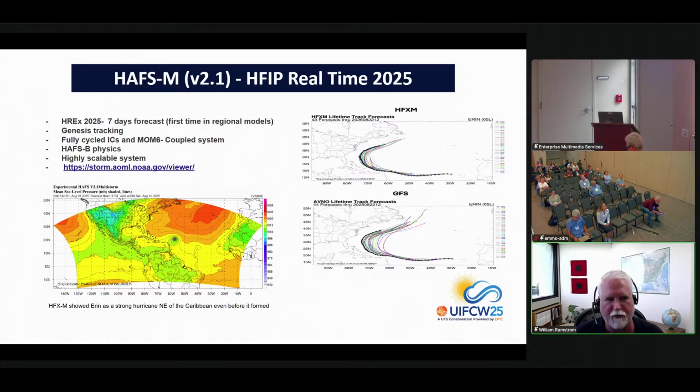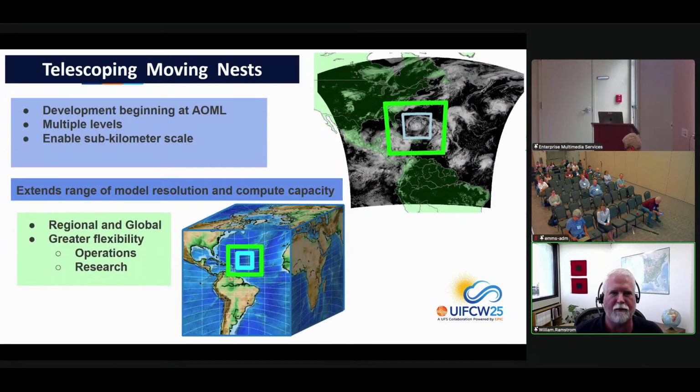All these results can be seen on our storm.aoml.noaa.gov website, where the real-time parallel experiments, not only for this, but all of the ones run at AOML and at EMC are shown with comparisons to the operational HAFS, HWRF, and GFS. One of the pieces of upcoming work that we've just begun here at AOML is going to be telescoping moving nests.